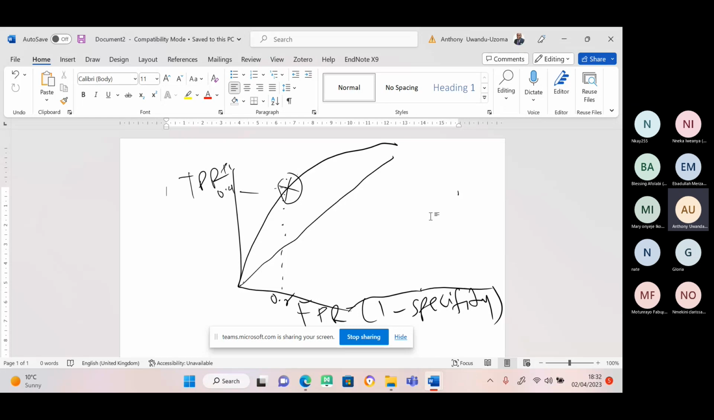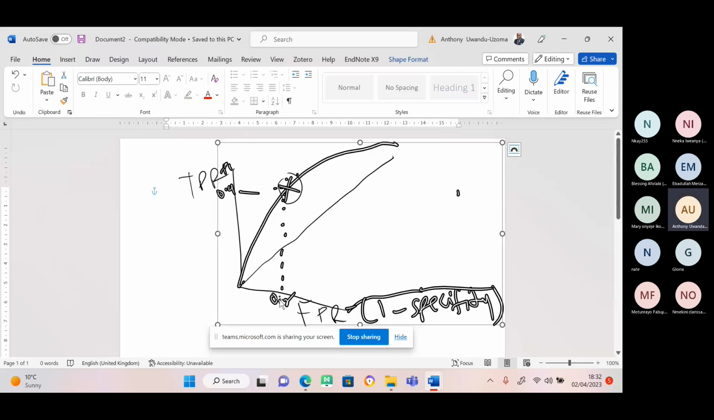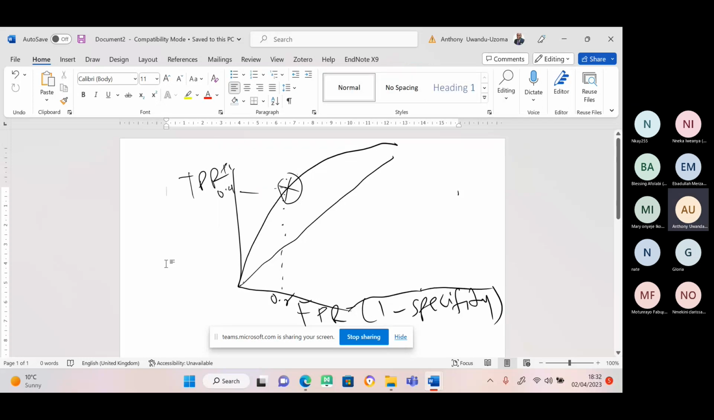So what I'm saying is that when you're seeing 0.2 here, the 0.2 is telling you that the false positive rate is 0.2. So it then means that our specificity will be 0.8. So when you do 1 minus 0.8, that will give you 0.2. Do you understand now?